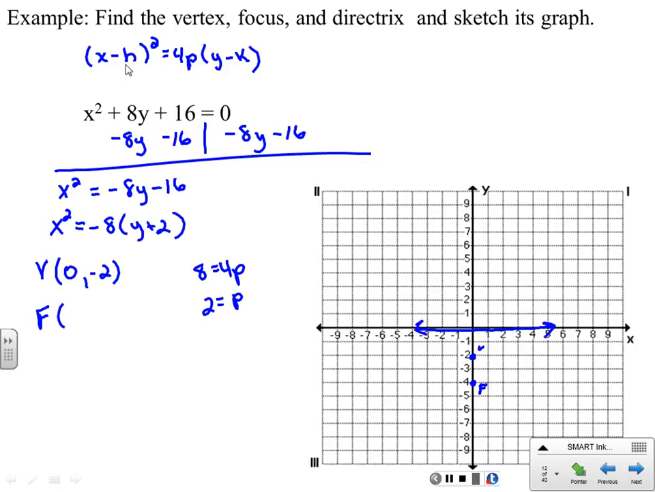Alright, so let's get that on here. The focus is going to be 0, -4. And the directrix is going to be y equals 0. Last thing I need is the primary focal chord.